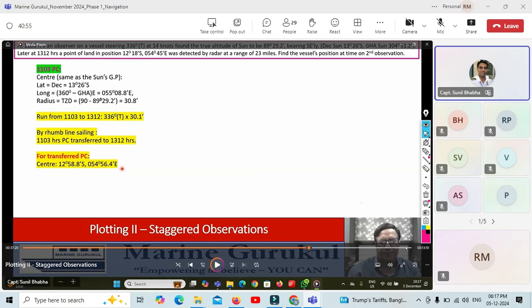So what was the radius? Have a look, beta. Did you note it yesterday? Sir, I have the record, sir, but I cannot recall, sir. That's why the doubt is coming, beta. The radius of the circle is the true zenith distance, the TZD. Okay, sir, that's why we have taken the radius as TZD, which is 30.8 miles. TZD is 90 minus true altitude. Okay, yes, sir. Okay, beta, clear? Yes, sir. Thank you, sir.